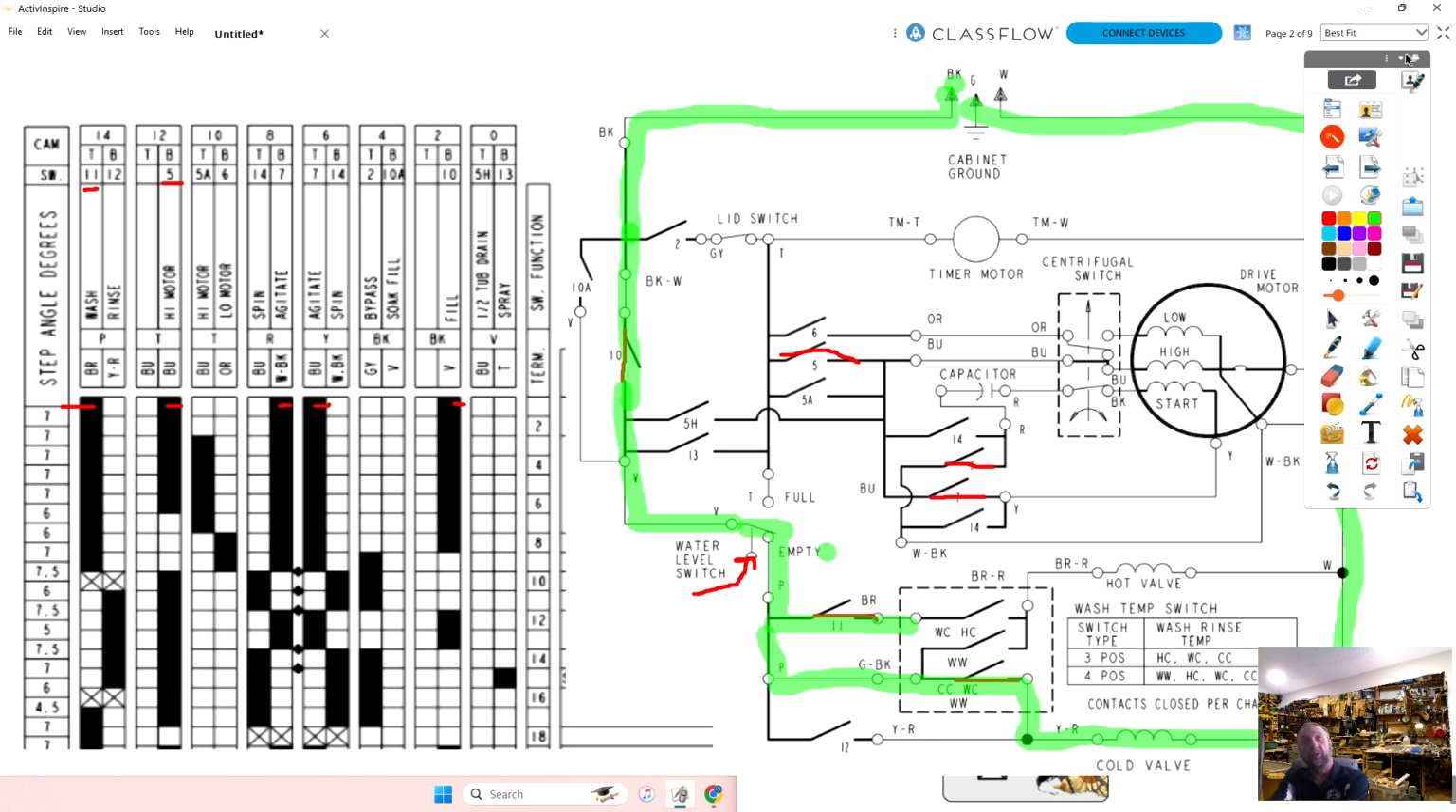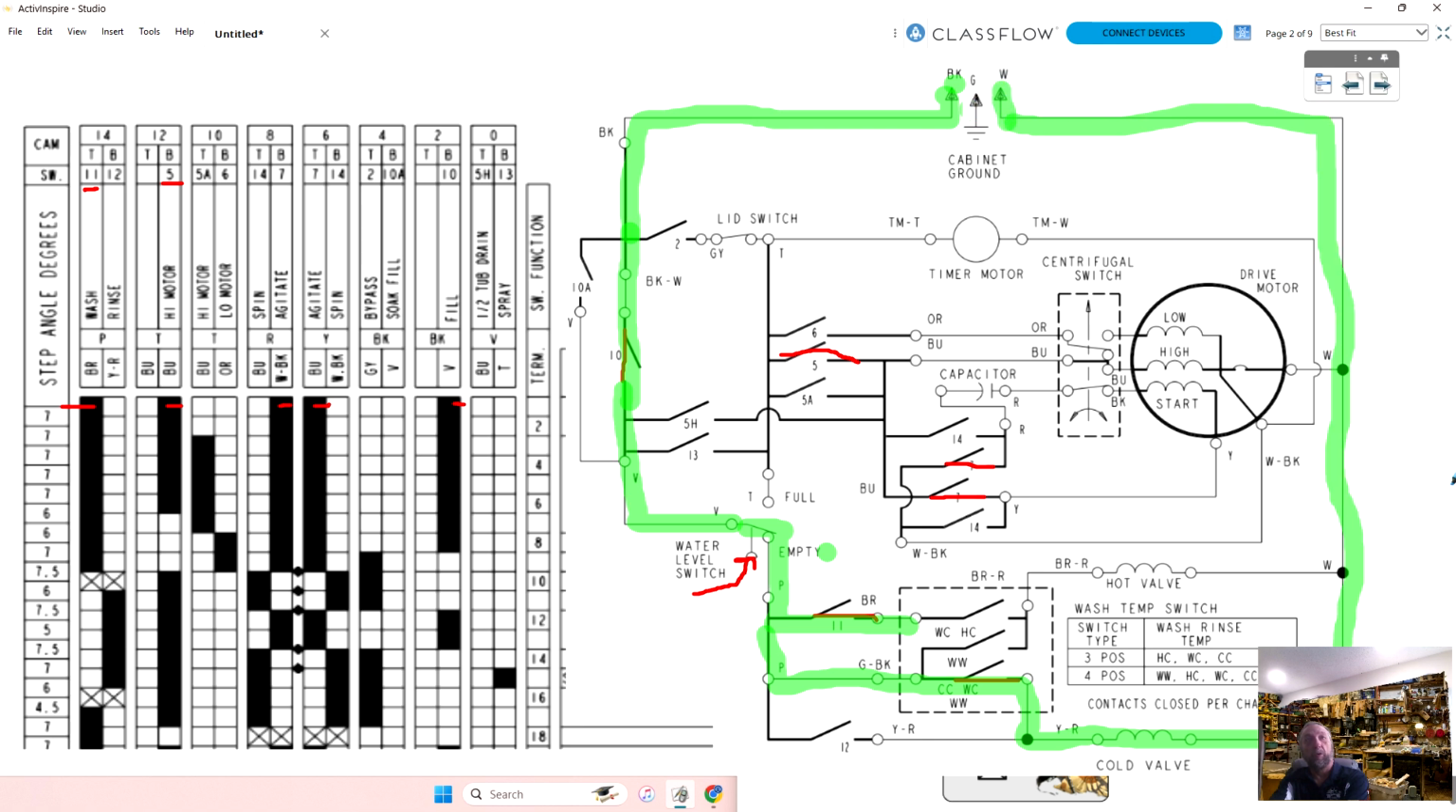And back to the power source. Let me just fix that a little bit. My hand slipped there. So, the machine's just filling with cold water, right?